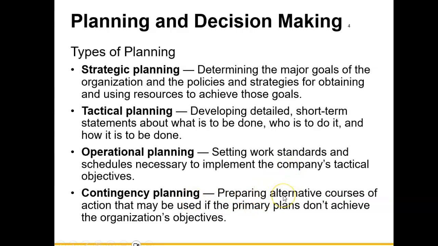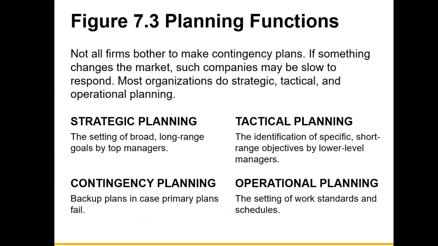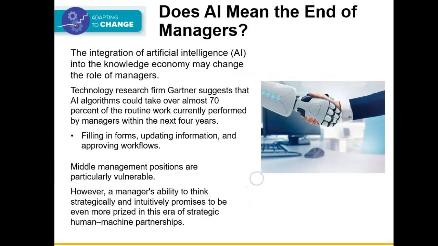So a contingency plan is preparing an alternative course of action that may be used if the primary plan does not achieve the objective of the organization. So we're saying we got this plan in place, but if that plan is not working, do we have a backup plan that's known as a contingency plan? Okay. Now, not all firms have a contingency plan because they believe in their strategic, tactical, and operational planning that it's going to work, and therefore they do not set a contingency plan. But some corporations do have a plan in place just in case those other plans are not working out.